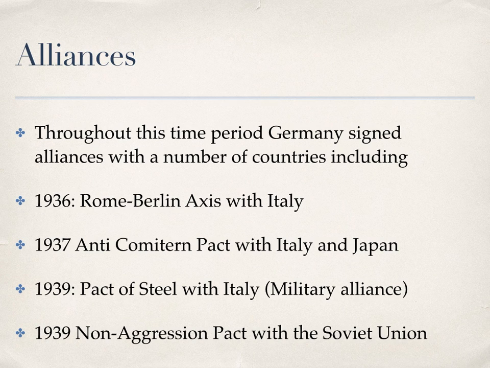We're going to take a quick little detour here to look at the alliances that Germany were building up in their foreign policy at the time. So throughout this time period, they were signing alliances with a number of countries. In 1936, they signed the Rome-Berlin Axis with Italy, which was a treaty of friendship. In 1937, they signed an anti-communist pact with Italy and Japan, known as the Anti-Comintern Pact. And in 1939, they signed a Pact of Steel with Italy, and this was a military alliance. Also in 1939, before the invasion of Poland, they signed a non-aggression pact with the Soviet Union.